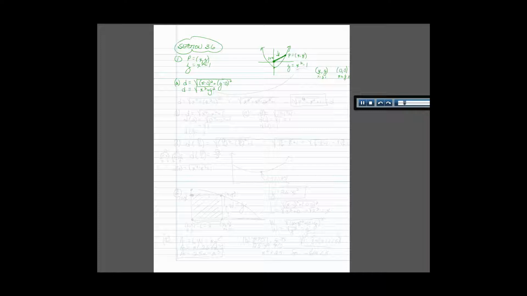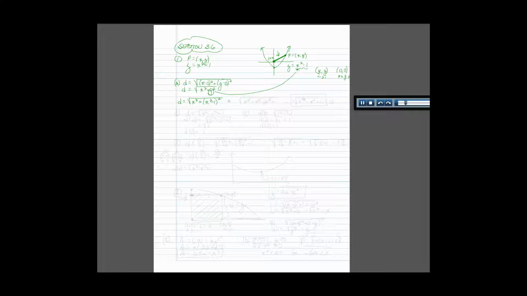Okay? But the direction said to do it as a function of x. So what we want to know is, what would this look like if there were only x's in it? So I have to take out this y, and what am I going to put in its place? I'm going to put what it's equal to, x squared minus 1. So I would have d equals the square root of, there's my x squared, plus take out the y, put in what it's equal to, substitute in, and then that's squared.